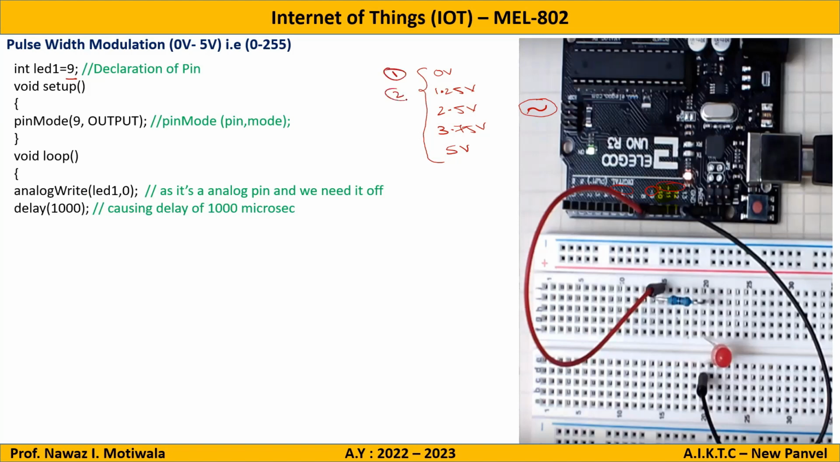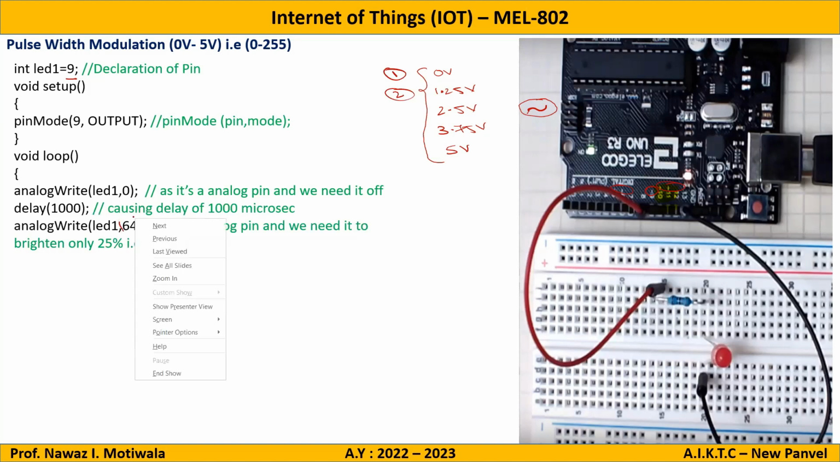Now for step 2, I need it to glow to 1.25 volts. So I will now write analogWrite LED 1, 64. Now from where does this 64 come? Okay, now let us explain. Let me explain this. Whenever you connect on these digital pins, these are 8-bit pins. So let me make the pins 8 bits.